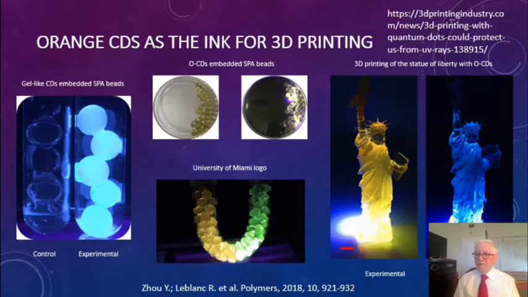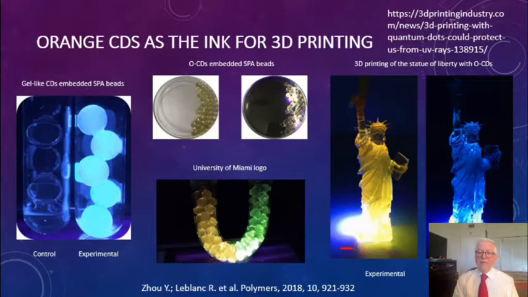So we use carbon dust again that we mix with polymers, and using the 3D printing system, we're able to make the Statue of Liberty. When we shine white light, we don't see any color emission coming from the carbon dust. And when we use the blue light, we can see the emission, which is related to the yellow carbon dust.